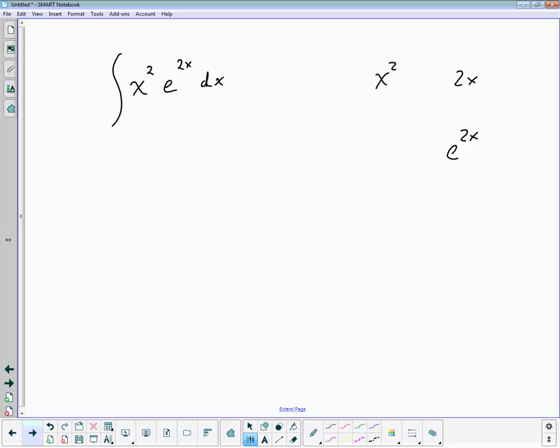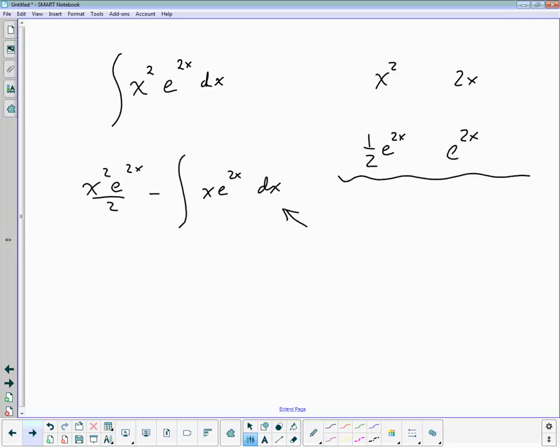Well, you would have seen it. Okay, so now I have the integral of x e to the 2x. The 1/2 and the 2 just killed each other off. Okay? Yeah, the 1/2 and the 2. And you can recognize that again, I have to do it again. So one more time to play with. So x, 1, e to the 2x, 1/2 e to the 2x.